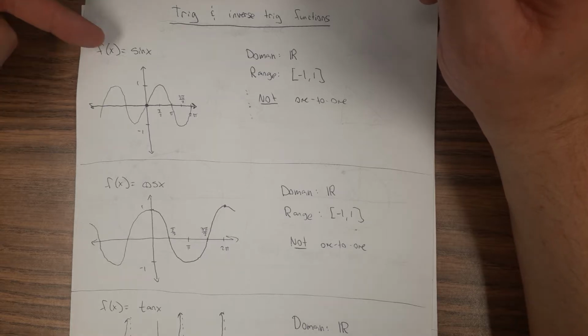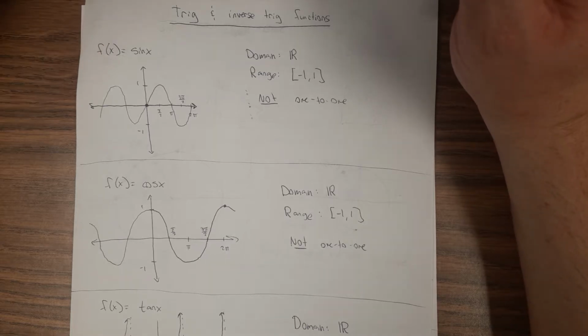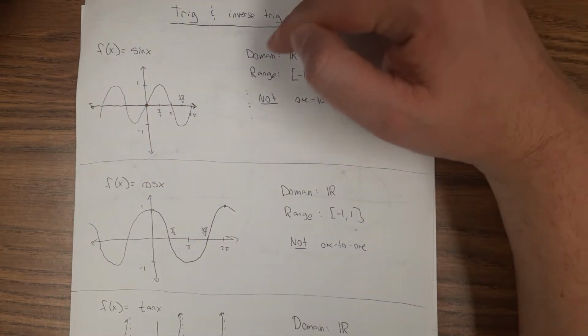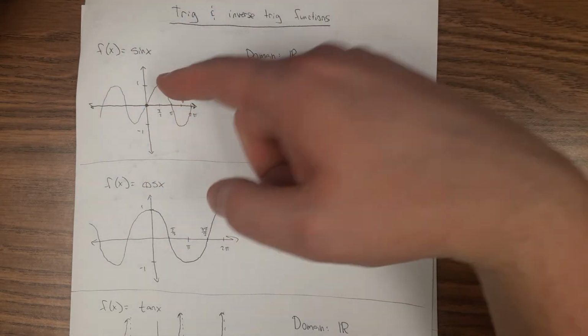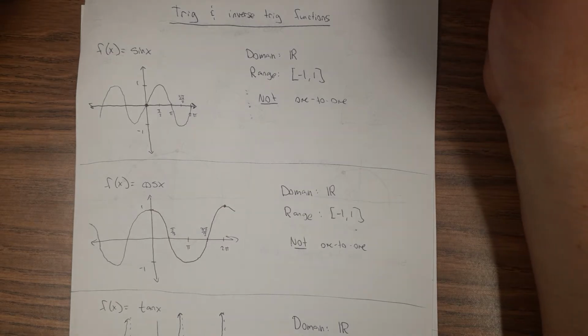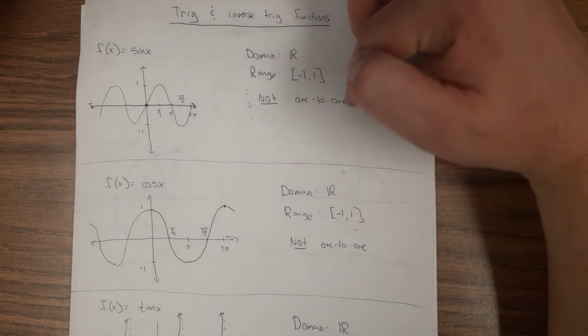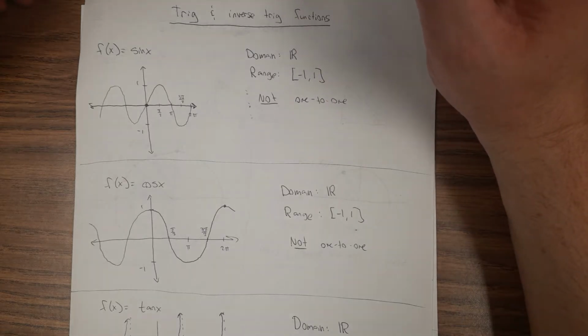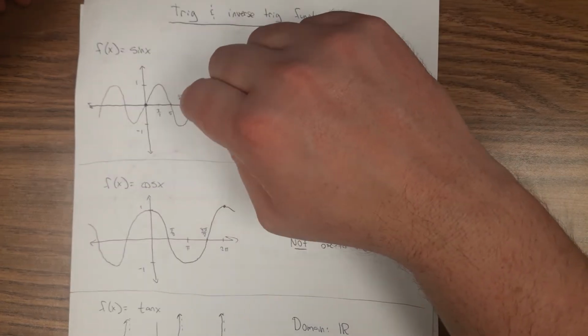So here's your basic trig function, sine x. I drew the graph here. The domain is all real numbers. The range is from -1 to 1, including -1 and 1. This is not a one-to-one function because it fails the horizontal line test. And this is the basic shape of it.